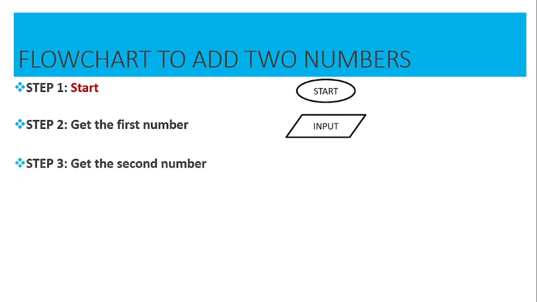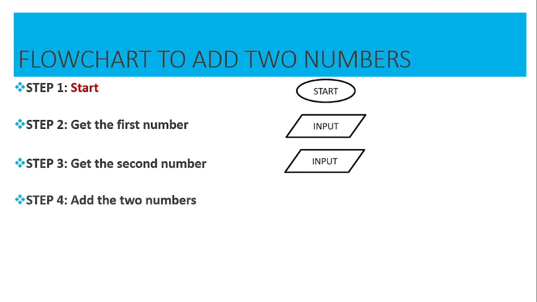Step 3, get the second number. We are still taking input, so you see the same shape, the parallelogram. After that you move to step 4, add the two numbers. We are performing an operation, so there is a process going on over here. In a flowchart, to represent a process, you use the rectangle: process or operation.